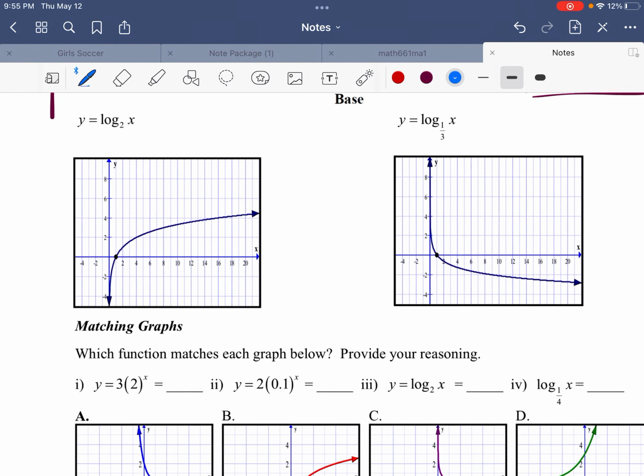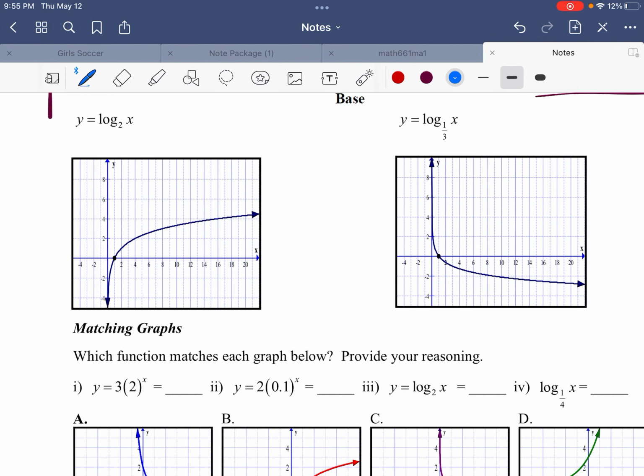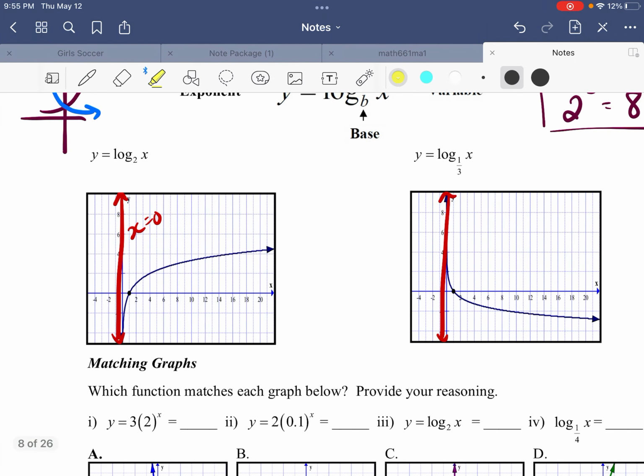They both have asymptotes. Exponential functions had horizontal asymptotes, and logarithmic functions have vertical asymptotes. And it's a vertical asymptote at the y-axis, so when x equals 0. Now one thing to note is the base of a logarithm. The one on the left, the base is 2, and we have logarithmic growth. And the one on the right, we have a fractional base, and we have logarithmic decay.